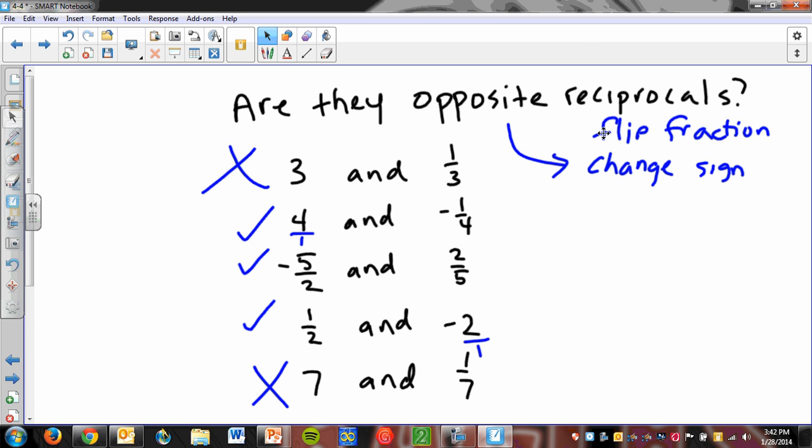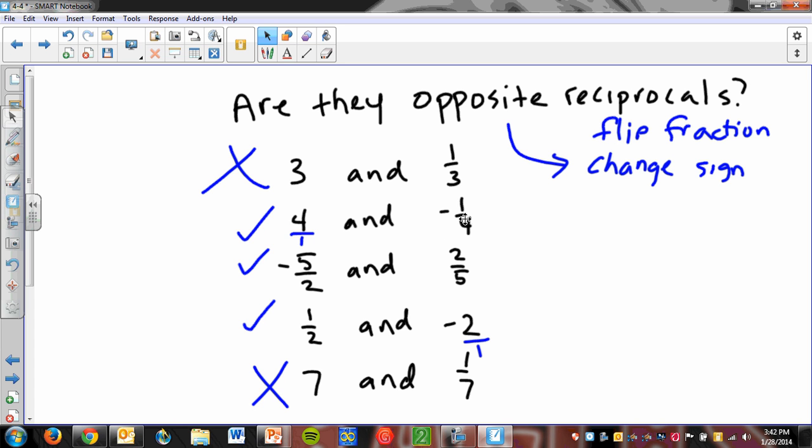Opposite reciprocals. If you remember, a reciprocal is a flipped fraction. The opposite means we're just going to change the sign. So these are reciprocals, but not opposite reciprocals, which is why we have next. 4 and negative 1/4, those will be. If you see up here where they're both positive, or if you see that they're both negative, they are not going to be opposite reciprocals.